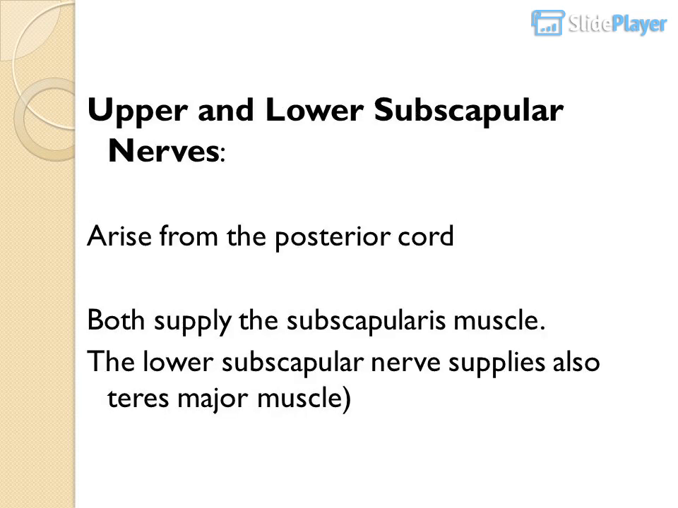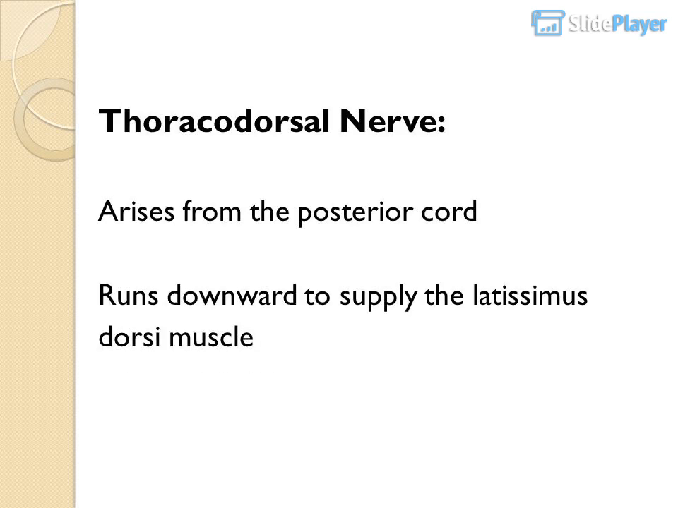Upper and lower subscapular nerves. Arise from the posterior cord. Both supply the subscapularis muscle. The lower subscapular nerve supplies also teres major muscle. Thoracodorsal nerve, arises from the posterior cord. Runs downward to supply the latissimus dorsi muscle.